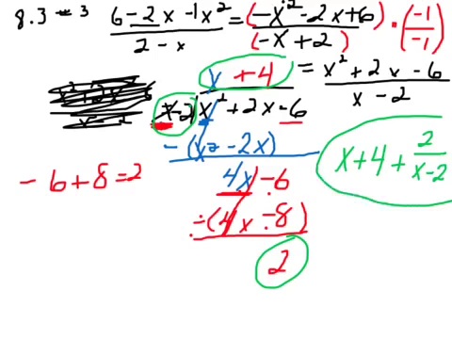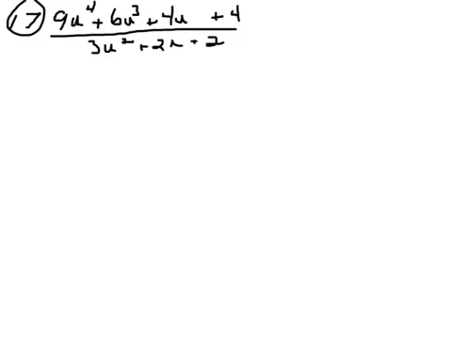So we take our remainder and we put it over what we divided by. So it's 2 over x minus 2. That's all there is to this. If you remember long division from elementary school, which hopefully you do, then that's going to make this a lot easier.